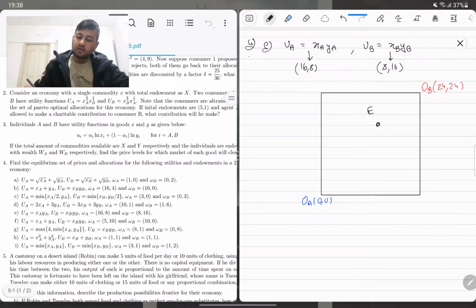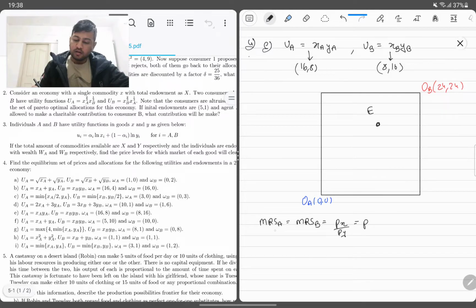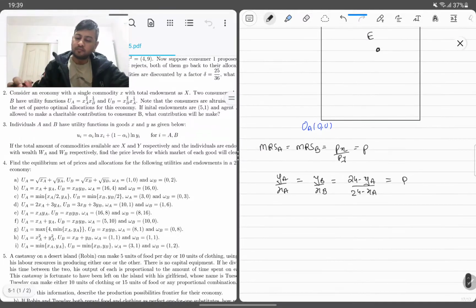Now the first step that I have to do here is equate the MRS. So MRS of A equals MRS of B, which must be equal to price ratio Px upon Py, which I'll assume to be equal to P. So what I get is Ya by Xa is equal to Yb by Xb. Now Yb by Xb can be written as 24 minus Ya upon 24 minus Xa, which should be equal to P. So the first thing we can do is Ya is equal to P Xa, and 24 minus Ya is equal to P times 24 minus Xa.